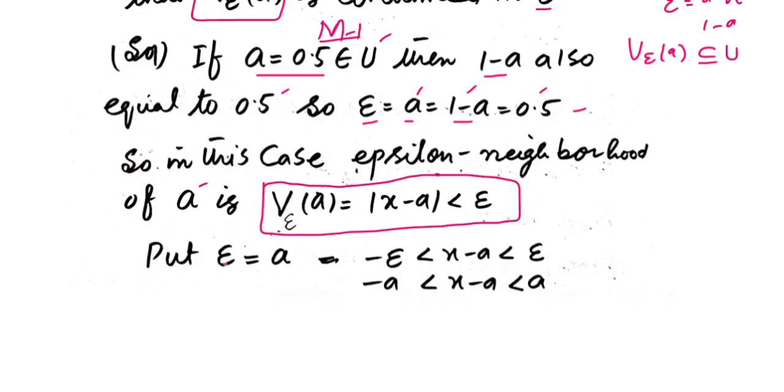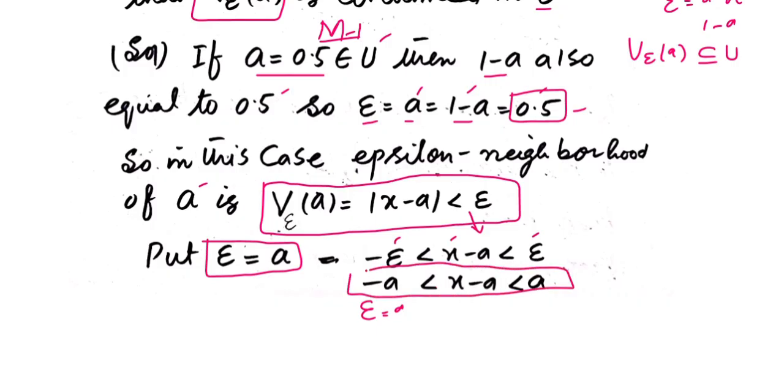Now put epsilon is equal to a, because we have to take epsilon either equal to a or 1 minus a. But here a and 1 minus a both are equal, so I am taking epsilon equal to a. By expanding the definition of epsilon neighborhood of a, we can take minus epsilon less than x minus a less than epsilon. Now set epsilon equal to a here, we get the inequality minus a less than x minus a less than a.